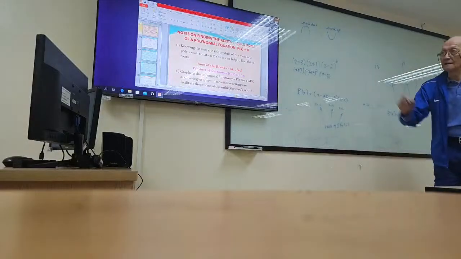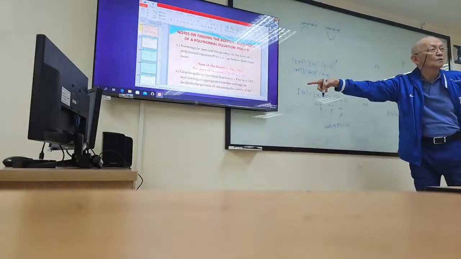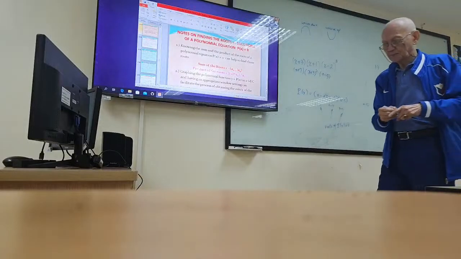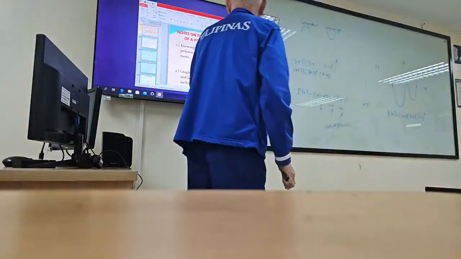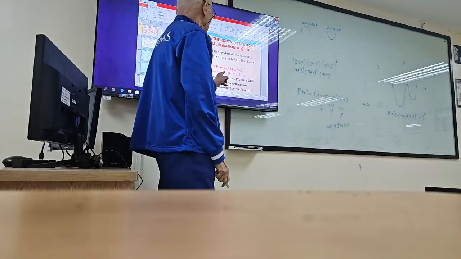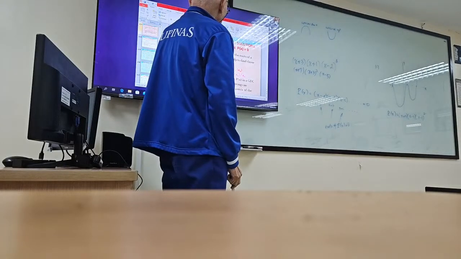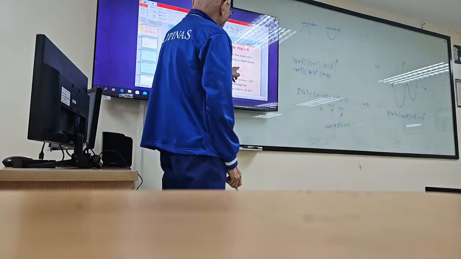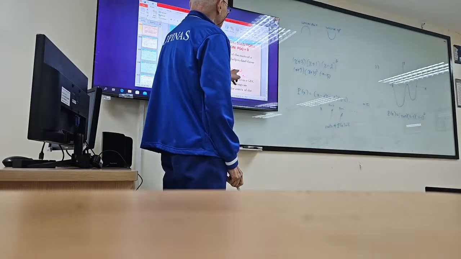Alright? And according to this, one way of checking whether you have the correct roots is to get the sum and the product of the roots. The sum of the roots would be negative a sub n minus 1 divided by a sub n.